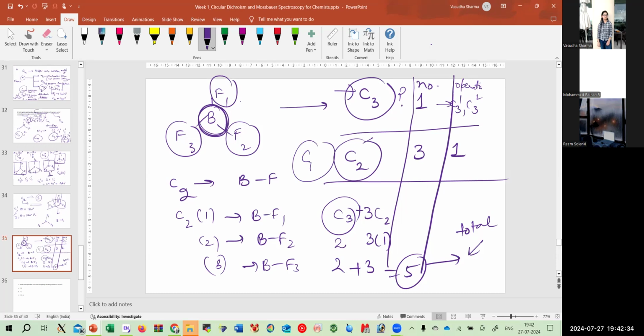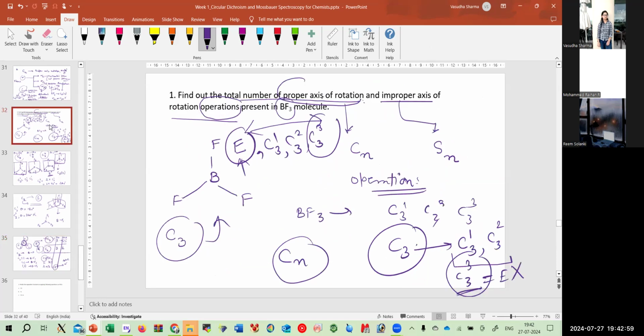It's an identity operation and it is not a proper axis. Right, it has already been taken, and that is not a proper axis anymore. It becomes an identity, that is E. So we don't consider it. Whenever total operations are being asked, you have to consider each and every element. But if only proper has been asked, then you have to consider the proper ones only, which are individual.